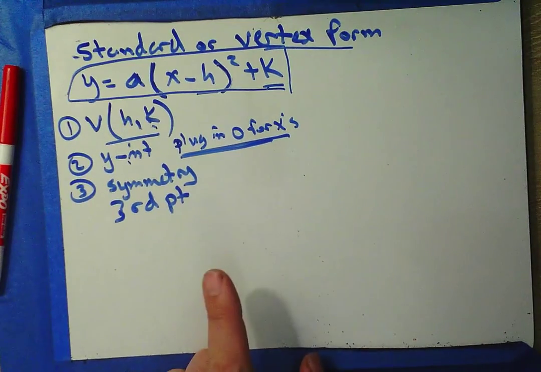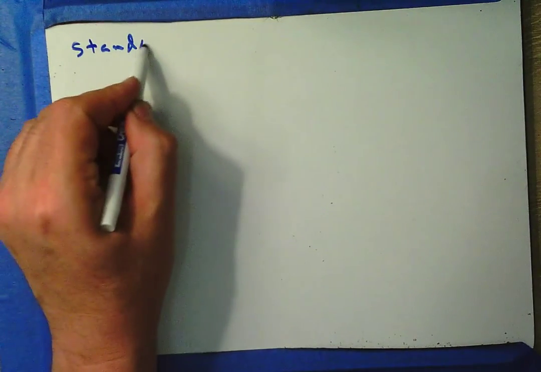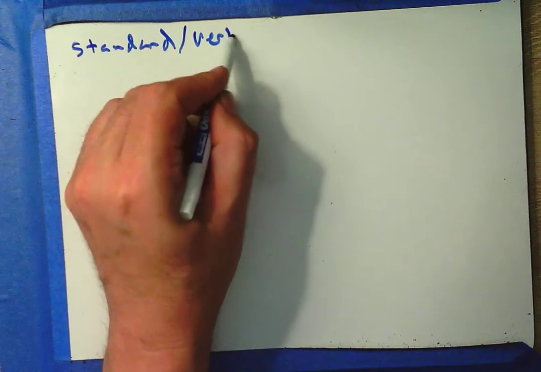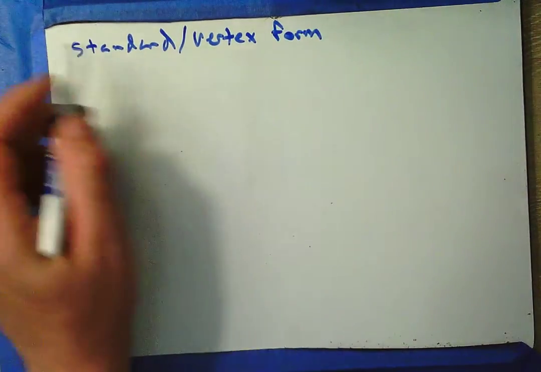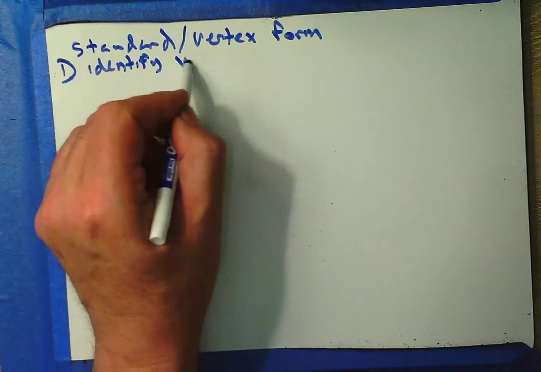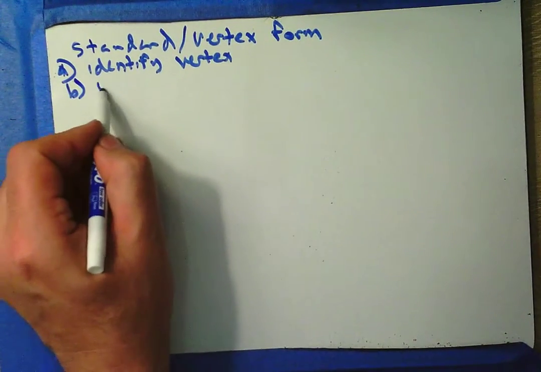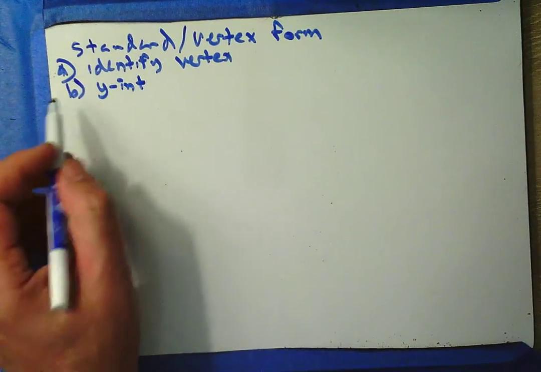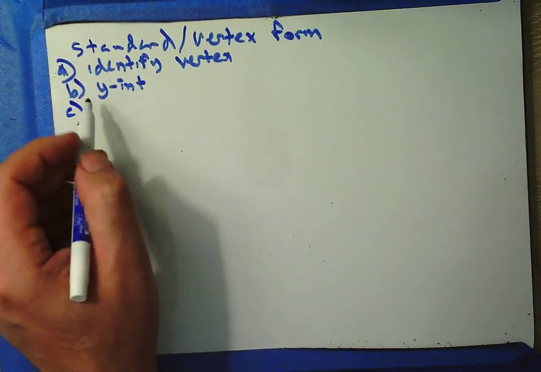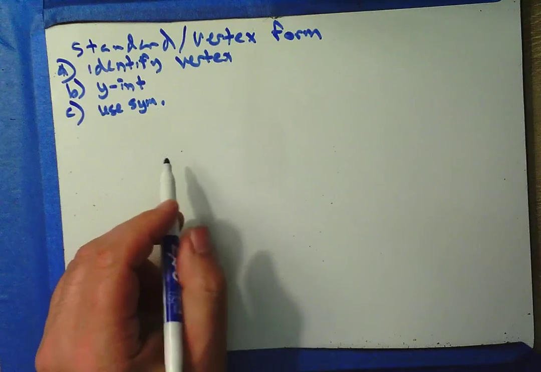I'm going to erase this now and set up our next problem so that we can actually start graphing from standard form. Oh, I wish I hadn't erased that. Okay, so from standard or vertex form, we want to A, identify the vertex, B, we want to find the y-intercept by plugging in 0 for x's, and C, we want to use symmetry for a third point.